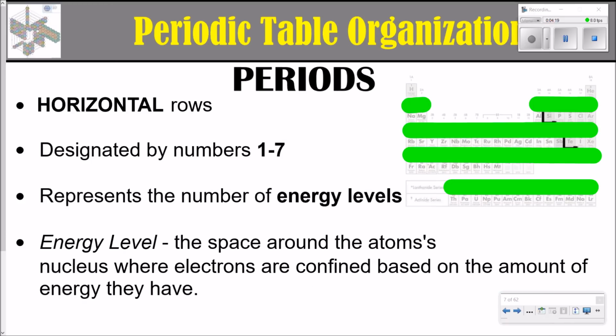So the second way that we're going to organize the periodic table is by periods, and that's these horizontal rows right here. And they're going to be designated from numbers 1 through 7, and those are those energy levels. And we've previously talked about those when we did electron configuration. And the energy levels, remember, they're a space. They're not like a level in the way that you saw in the Bohr model. They're a space around the atom's nucleus where electrons are confined based on the amount of energy that they have.